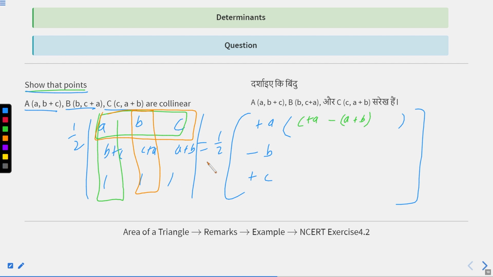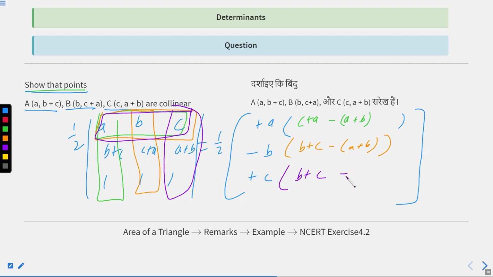Now for the second term, I have to eliminate these. 1 multiplied by this will give you this, and this will be minus of a plus b. So far so good. Now for this, I have to eliminate this and this. This will be b plus c, minus c plus a. Now solve it. This will be minus a minus b, and this will be minus c minus a.